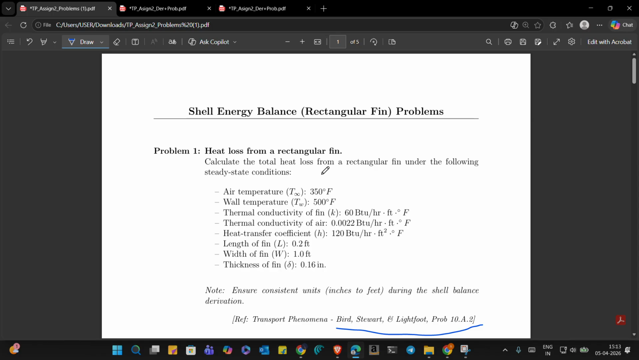So first of all, we'll see what data we have been given. We have been given the ambient and air temperature, then the temperature of the wall, then the thermal conductivity is given to us, and the dimensions of the fin are given to us. So we have been provided with this sort of data, and what we have to do is find the heat transfer that could be taken from this fin under the steady state conditions. All the units that we have been given are in Fahrenheit and feet and inches. So we are not going to mess with the units. We are going to keep them as they are.